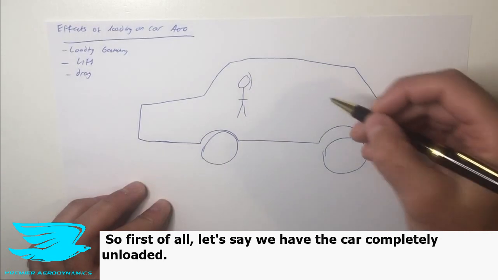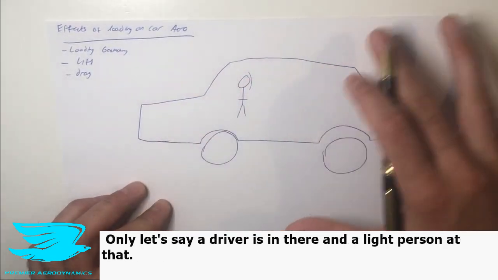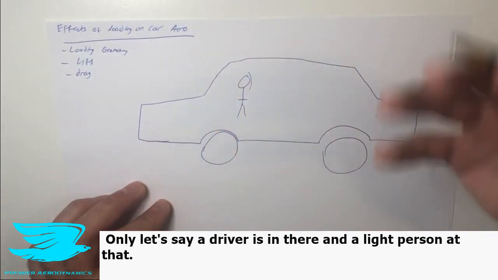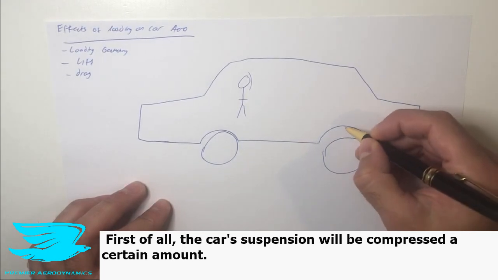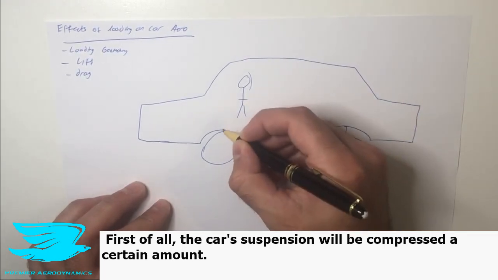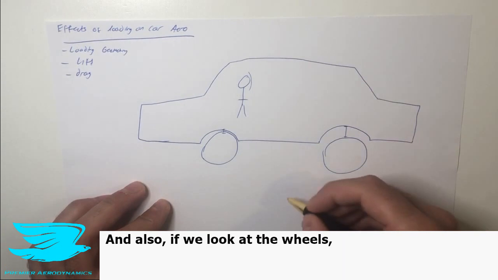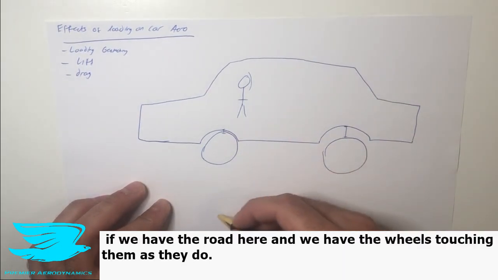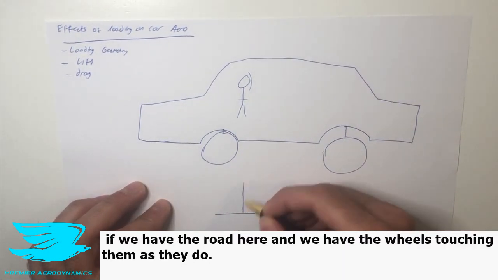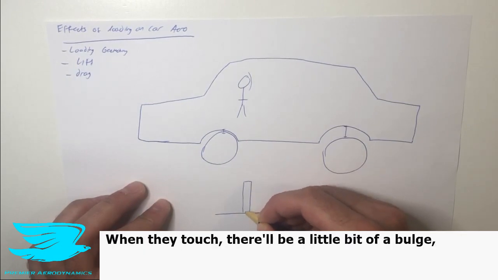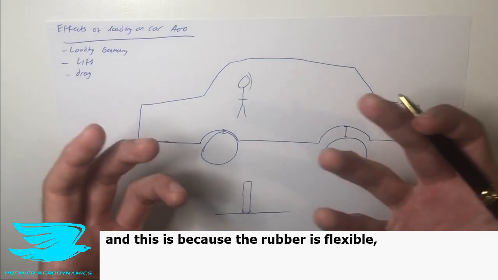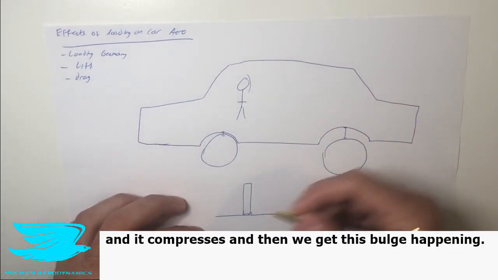So first of all, let's say we have the car completely unloaded. Only let's say a driver is in there, and a light person at that. First of all, the car's suspension will be compressed a certain amount. And also, if we look at the wheels, if we have the road here and we have the wheels touching them, as they do, where they touch, there'll be a little bit of a bulge. This is because the rubber is flexible and it compresses, and then we get this bulge happening.